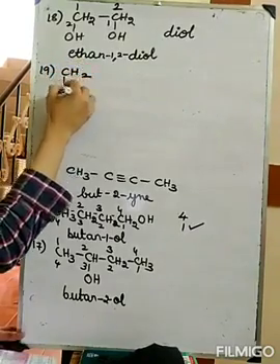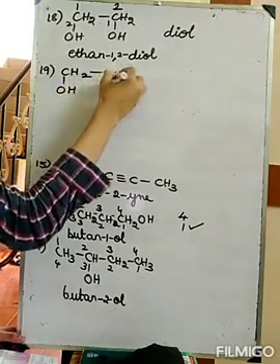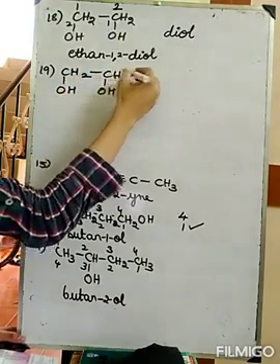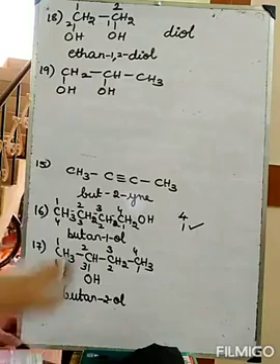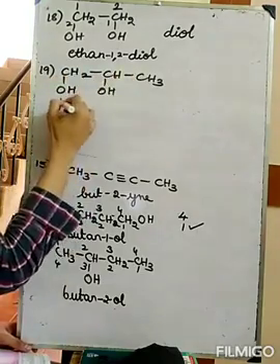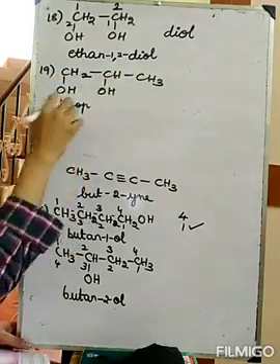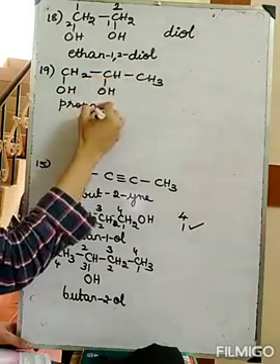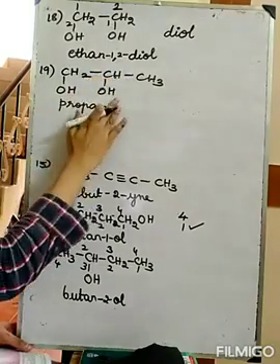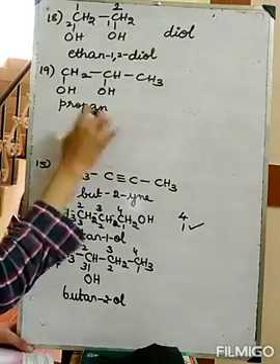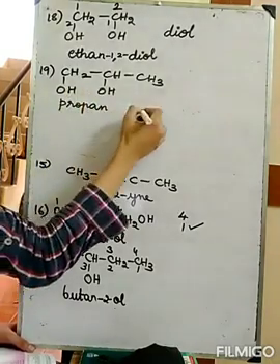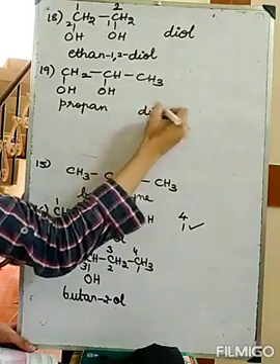CH2OH, CHOH, CH3. So number this. 3 carbons, so it is prop. Okay, single bond, so ane. So alcohol group means the E you should not put. Okay, so 2 alcohol groups are there, so it is diol.